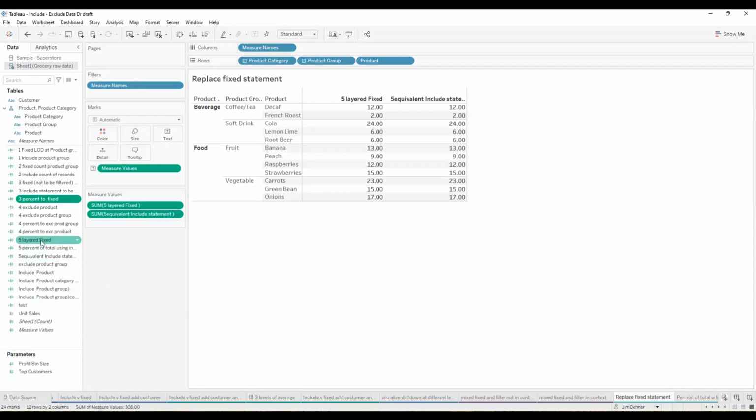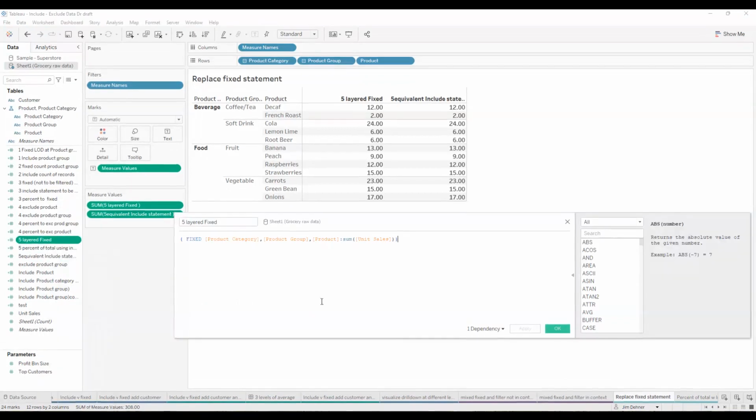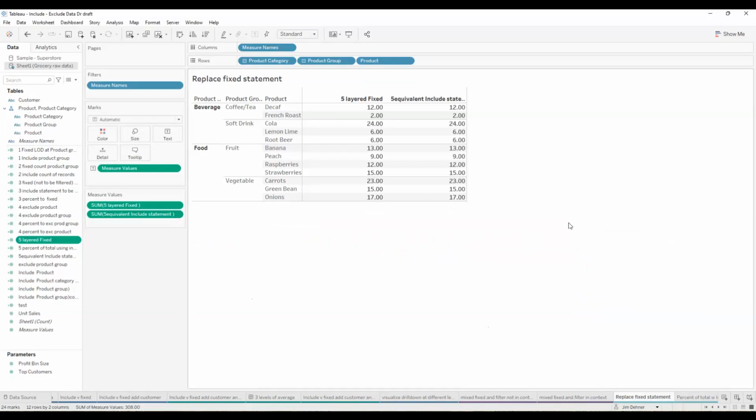This expression is a fixed LOD at the product category, product group, and product level. And what this literally says is take all the combinations of product category, product group, and product, and for those combined points of the permutation of those three values, sum the unit sales and save it so I can use it later in this thing that I call layered fixed.